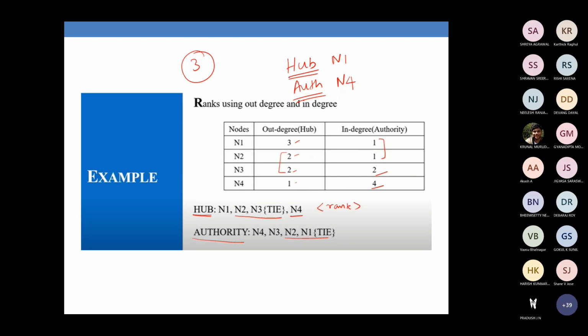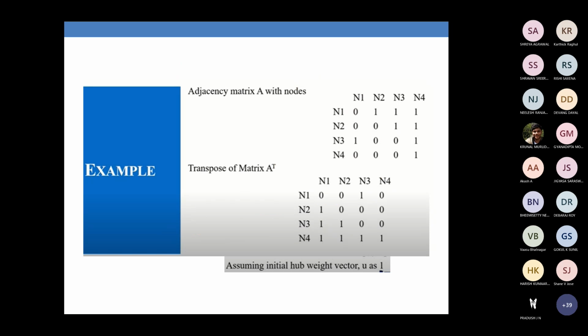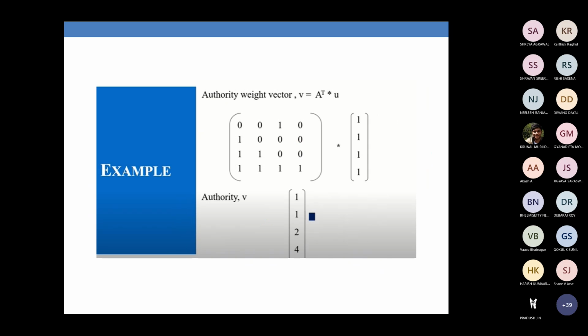We are not going to stop here. We are still going to normalize it. So how to calculate the normalized value? For that we have to do a small matrix operation. You take the matrix A, which is our initial adjacency matrix, and perform A transpose. You find the A transpose of this adjacency matrix.